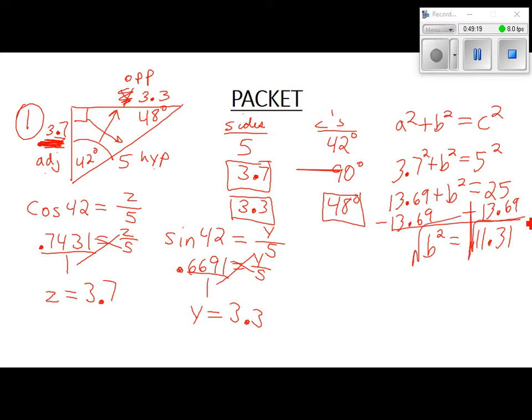3.4. 3.36. Did we mess up on the other one and round it wrong? Because this one's going to round up to 3.4. Was the other one only 3.3? Oh, no. It's 3.34 something. It's 3.3455.